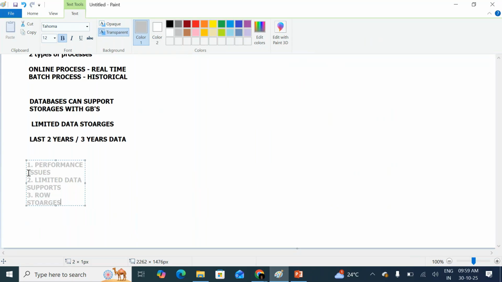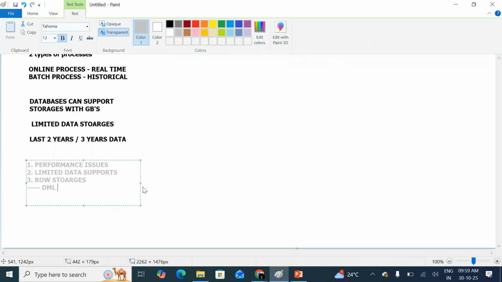Row storages. The data was stored in the form of rows only. The advantage of rows is faster writing: fast modification, fast update, editing, like DML operations, data manipulation language. In SQL there are DML queries like insert, update, delete. For these operations, row storages are well suited.